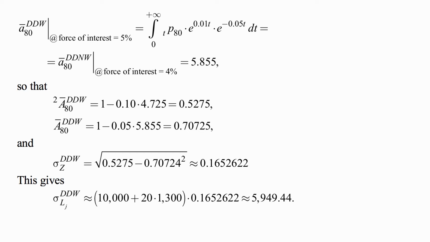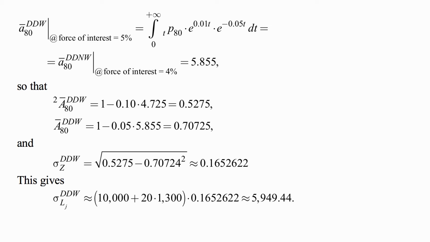So that 2A bar 80 DDW becomes 1 minus 0.10 times 4.725, or 0.5275, and A bar 80 DDW becomes 1 minus 0.05 times 5.855, and that's 0.70725. The standard deviation of Z becomes the square root of 0.5275 minus 0.70724 squared. That's approximately 0.1652622.